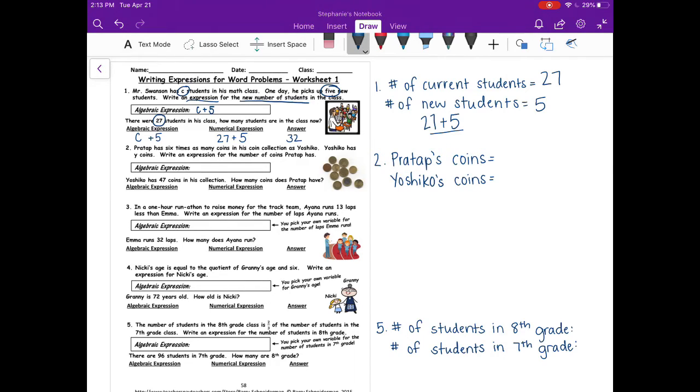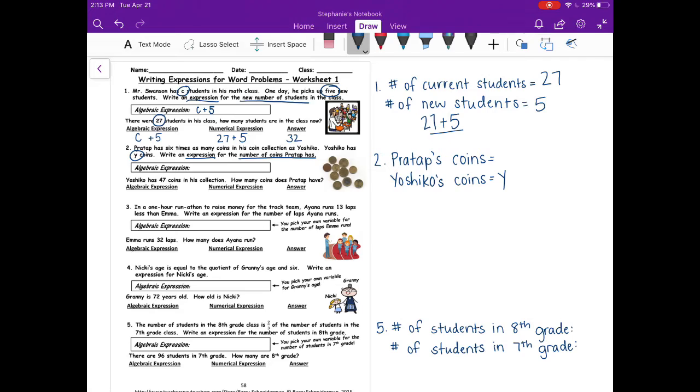I'm only going to do a little bit of this, and you can finish it up. Pratap has 6 times as many coins in his coin collection as Yoshiko. Yoshiko has Y coins. Write an expression for the number of coins Pratap has. So here I'm looking to write an expression for the number of coins Pratap has. So I need to know how many coins Pratap has and Yoshiko. I find in the problem that Yoshiko has Y coins, so I'm going to plug it in here.